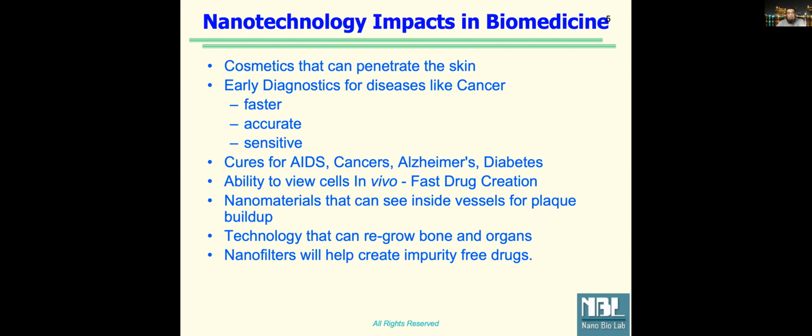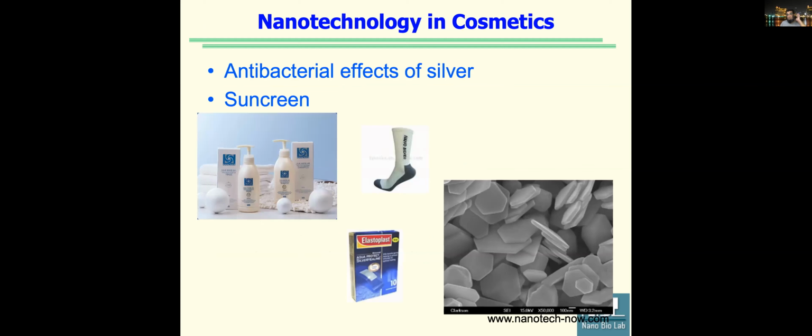We are growing grafts, which are biocompatible, and they can regrow bones and organs much faster. So there's a whole range of things. Somebody asked last time about nano whiskers. Nano whisker is just an example.